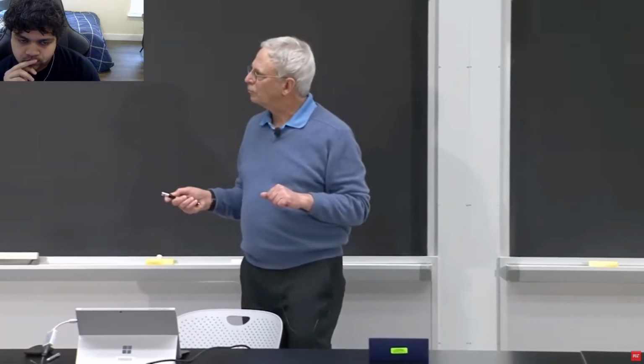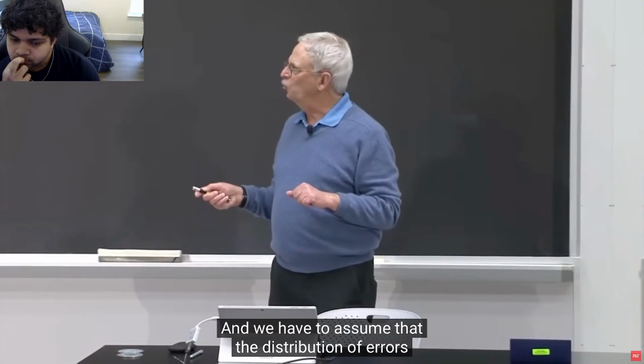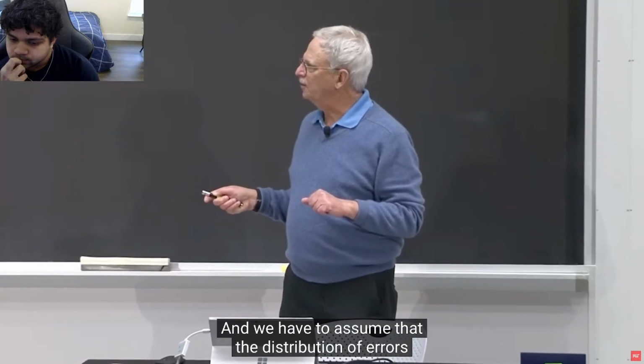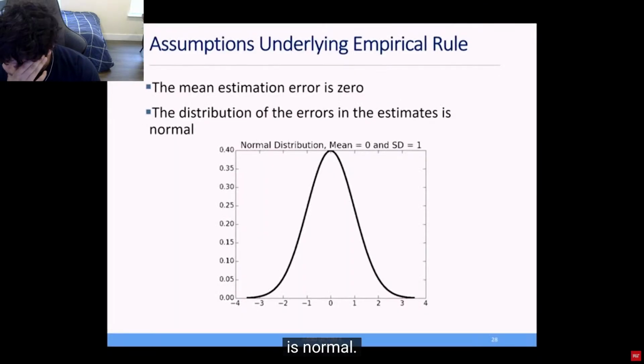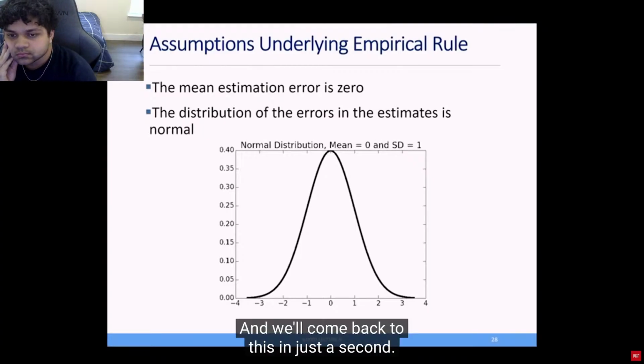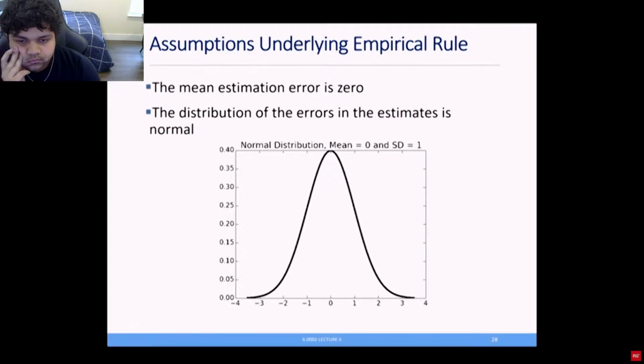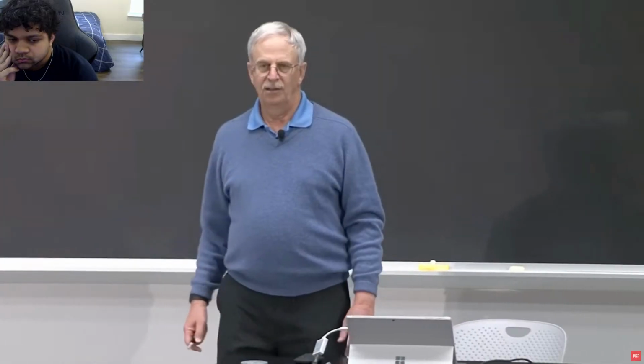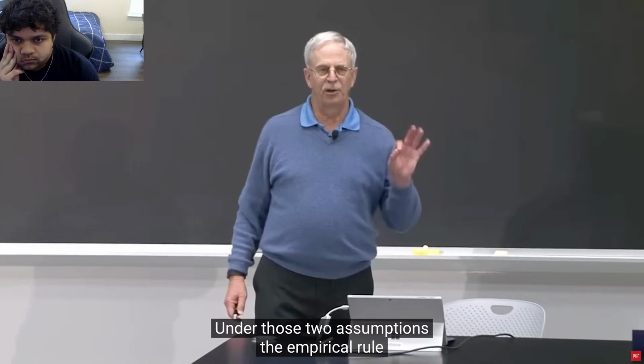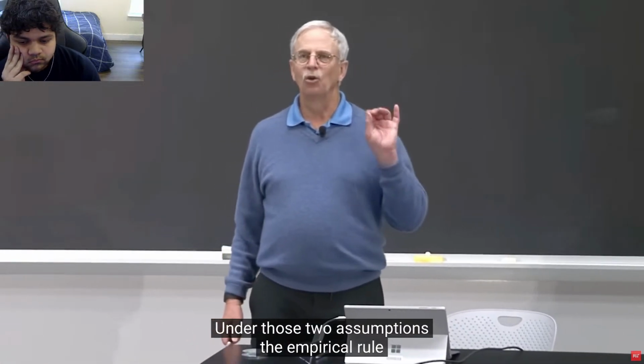And we have to assume that the distribution of errors is normal. And we'll come back to this in just a second, but this is a normal distribution called the Gaussian. Okay. Under those two assumptions, the empirical rule will always hold.